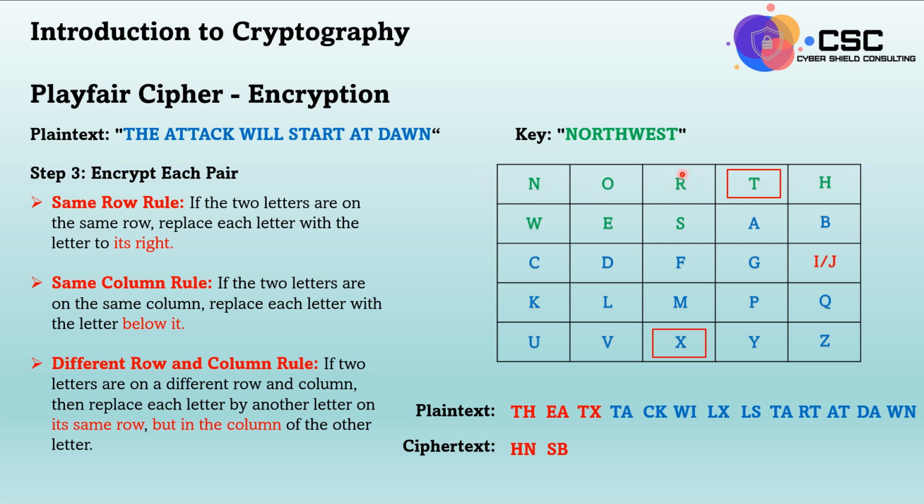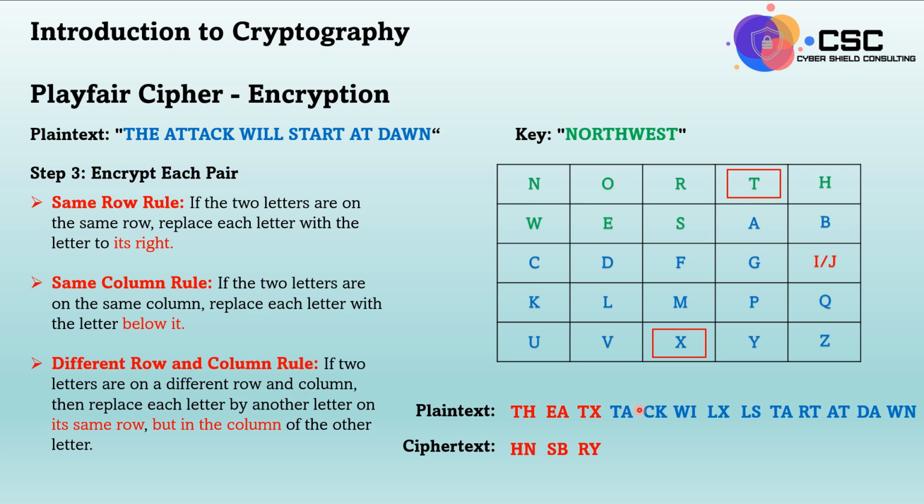And then I'll find the letter where it intersects with the column of X. So I look at the row of T, and my substitute letter will be where it intersects with the column of X. In this case, it's R. And then I'll look at X, and I'll see the row of X, where does it meet the column of T? At Y. So my new ciphertext will be RY. RY is the ciphertext. I used the different row and column rule.